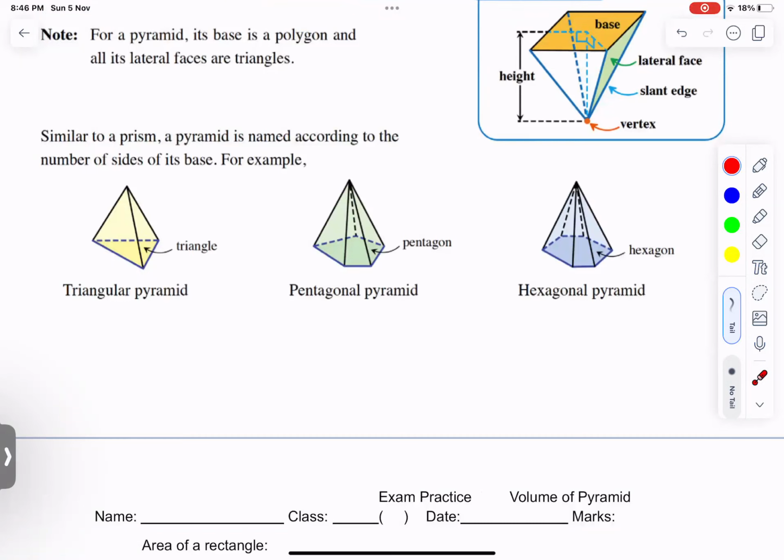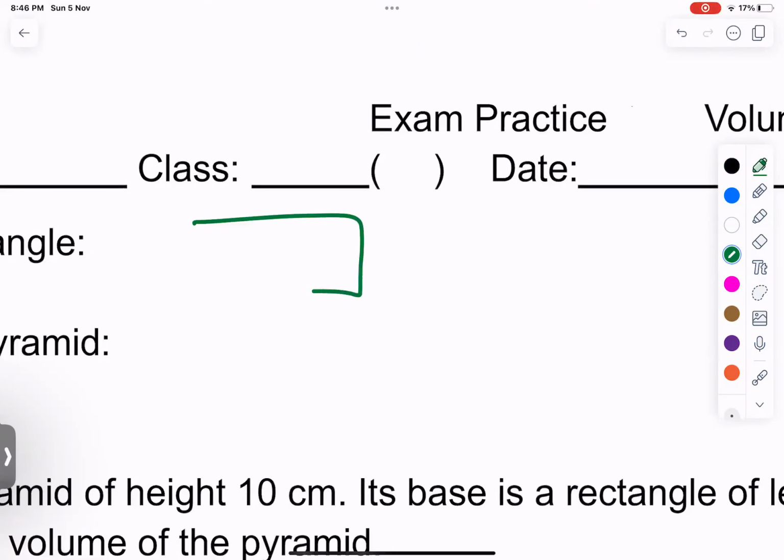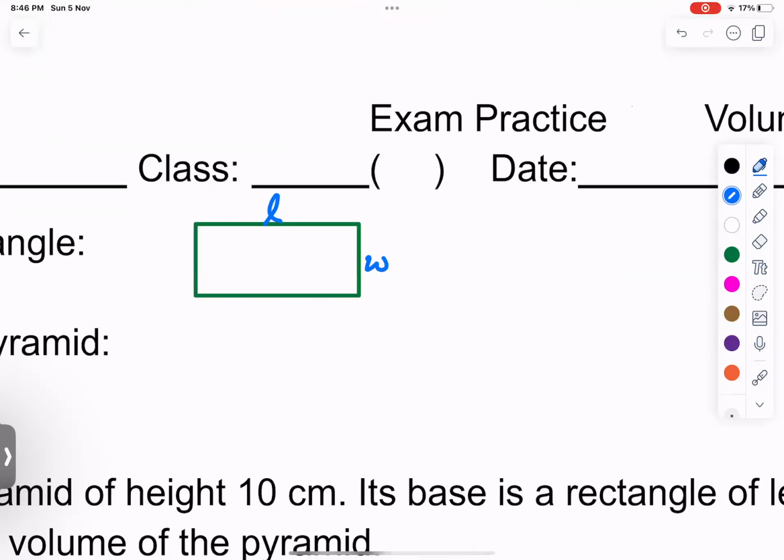Before we continue, the most common pyramid that you will have is one with a rectangle base. So you need to know how to find the area of a rectangle. What is a rectangle? What a question, right? This is a rectangle. This is called the length, the longer one, and then the width. So area will be length times width. That's how you find the area of a rectangle.